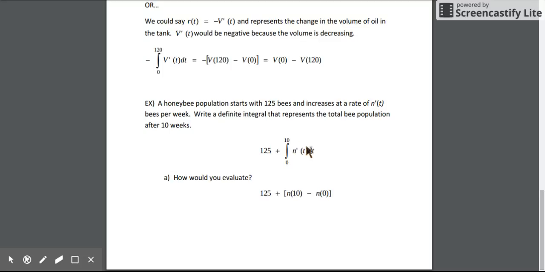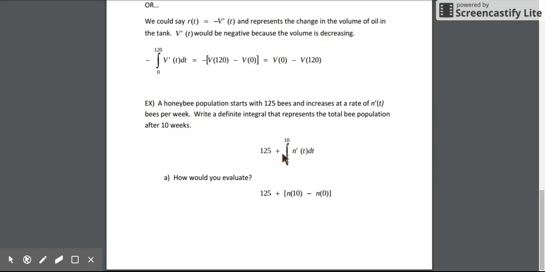So our integral is representing the number of bees that have increased in our population after 10 weeks. So starting at our 0 time and going up to 10 weeks and integrating our rate of change in the population would give us the total population. And we're just going to add that initial population to it, and that would give us our total population after 10 weeks.